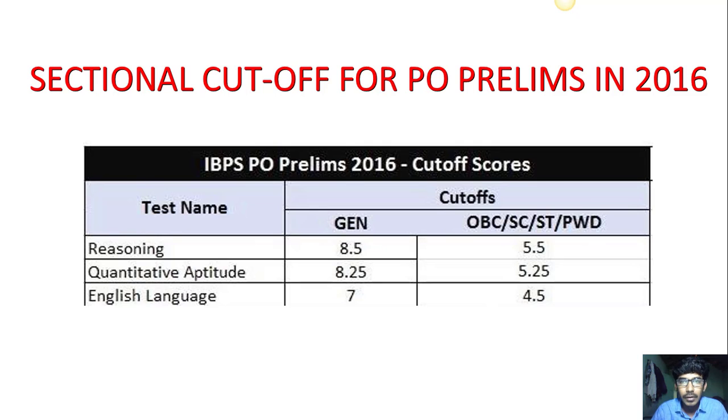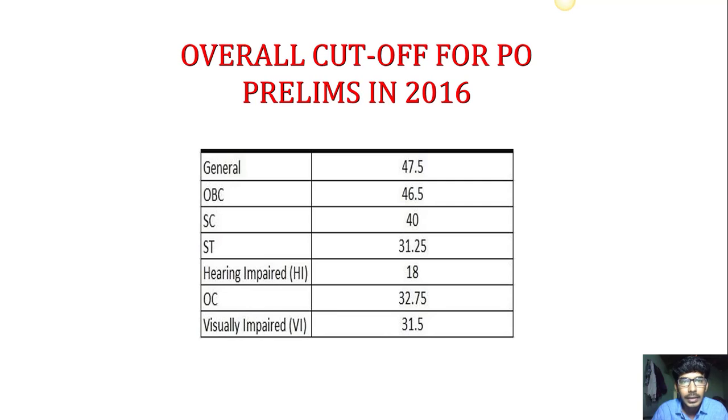Here I have mentioned for PO prelims. In the previous one you have seen for clerical prelims. This is the PO prelims 2016 cutoff. Here I have mentioned the sectional cutoff for general 8.5, 8.25. You just go through these things, and this is the overall cutoff that you need to get in PO. This is the cutoff for 2016 prelims, okay, for PO.